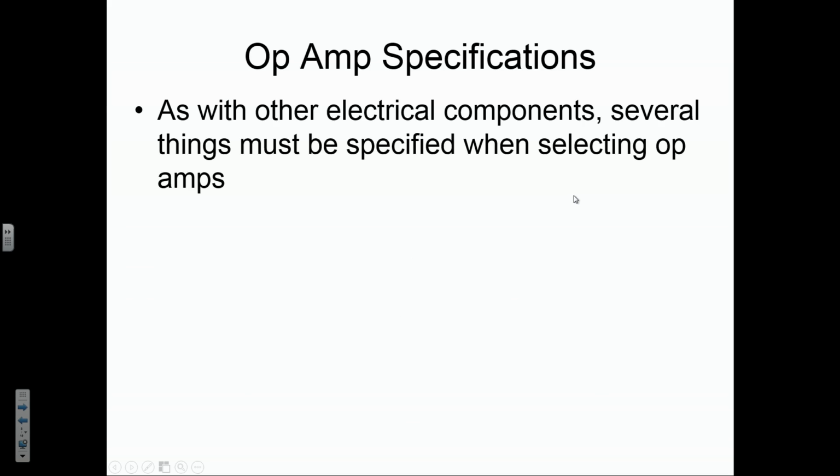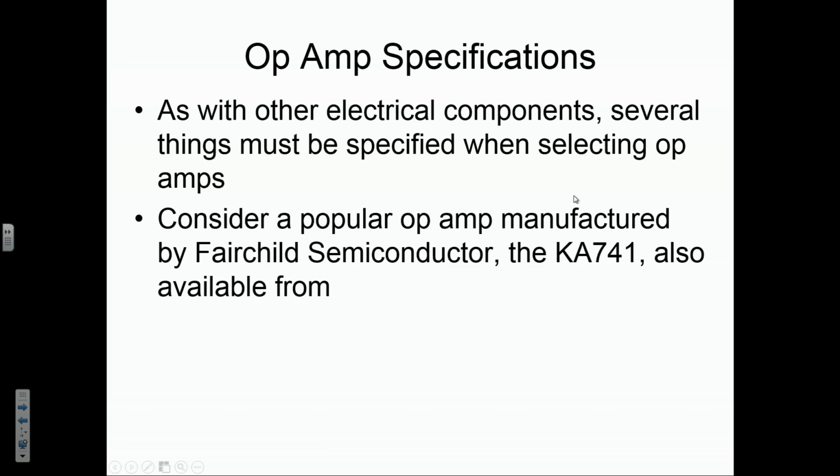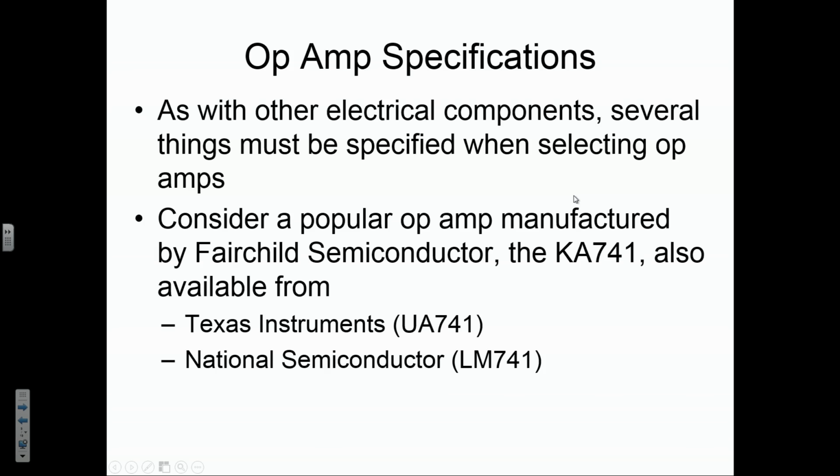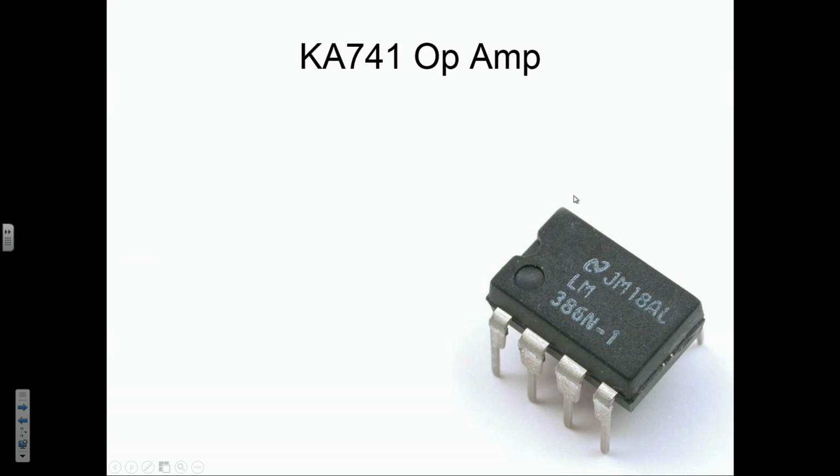As with other electrical components, several things must be specified when selecting op-amps. So let's look at some of those. This is a very typical op-amp here. It's made by Fairchild Semiconductor, KA741. Similar type is available from Texas Instruments, model number UA741, National Semiconductor, so on and so forth. This is what it looks like. It's got 4 pins on each side.